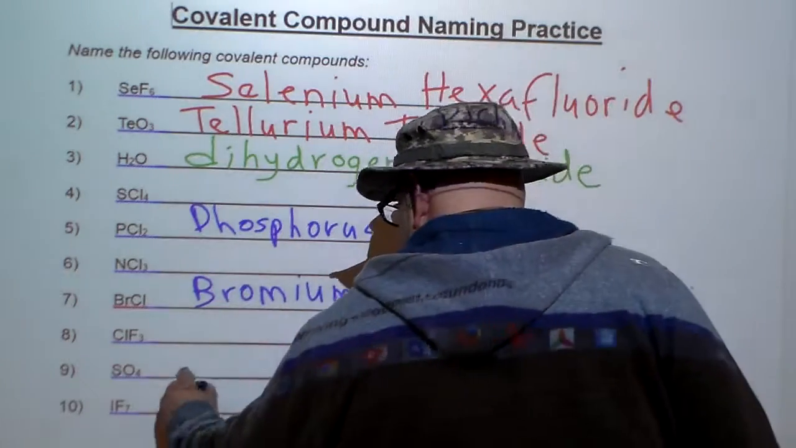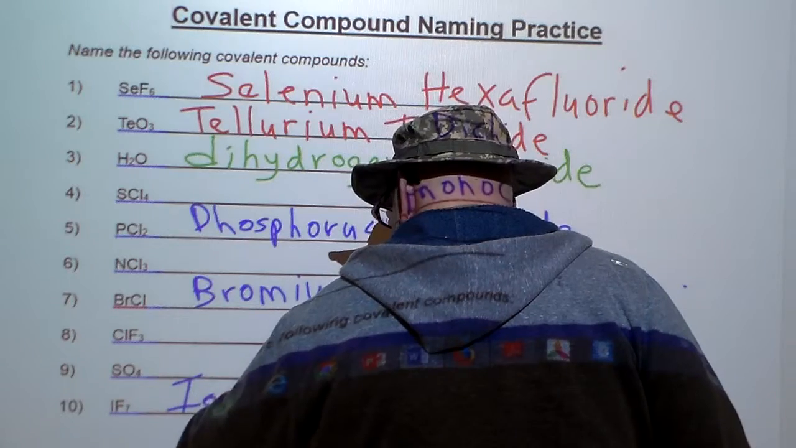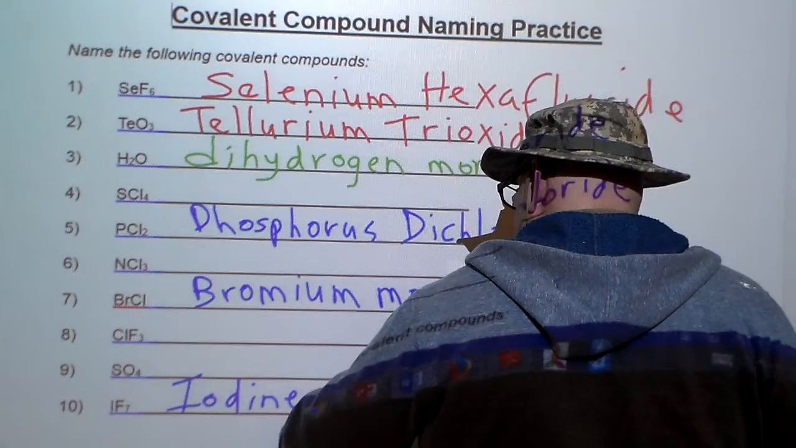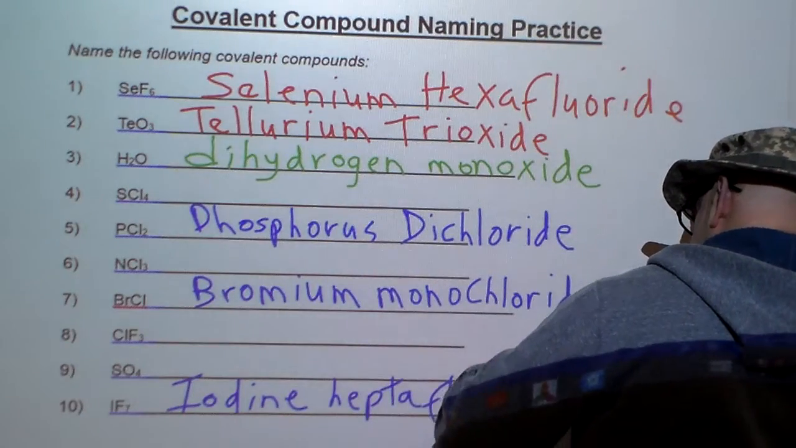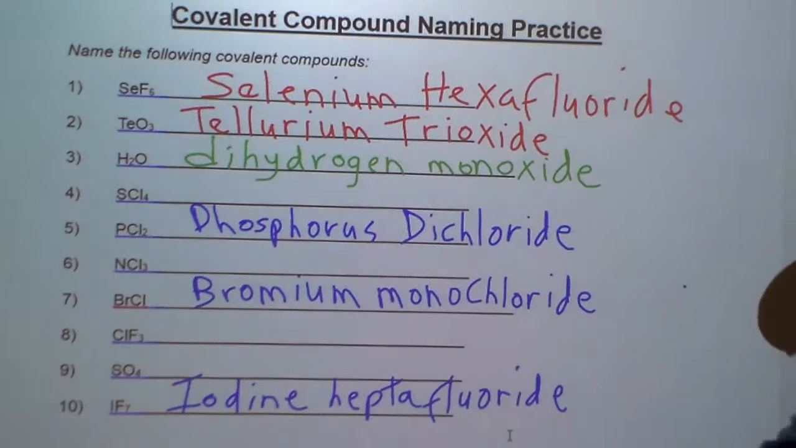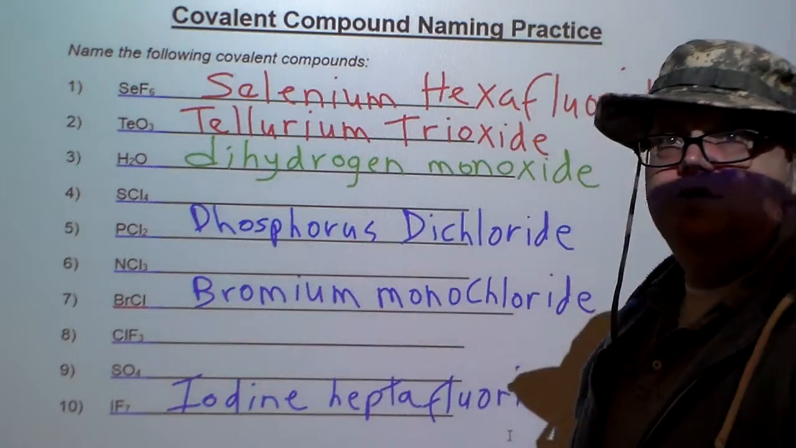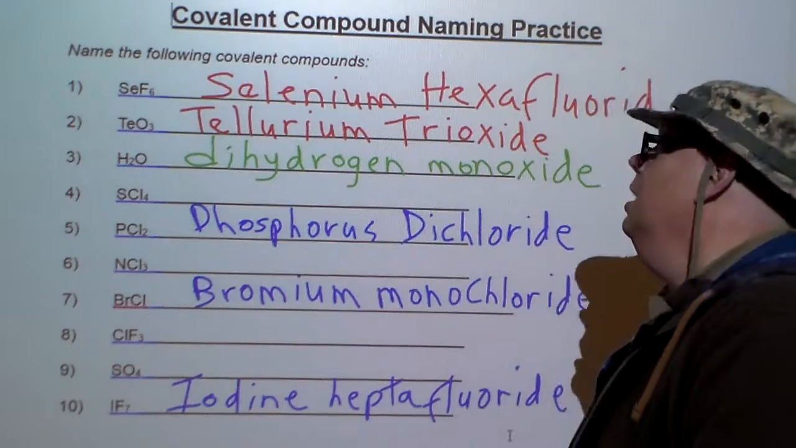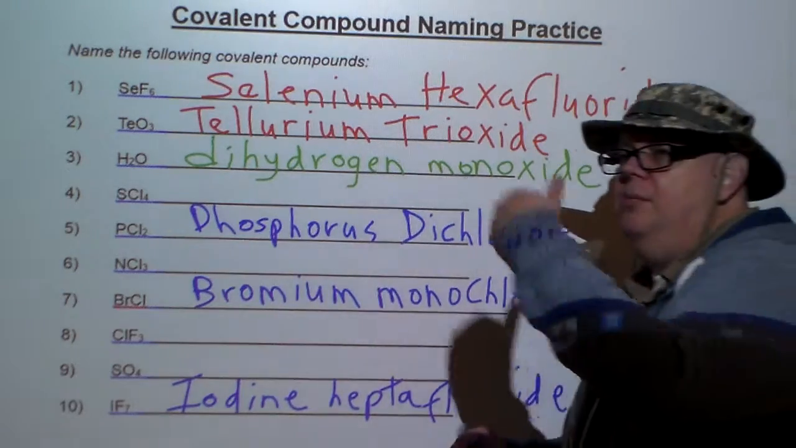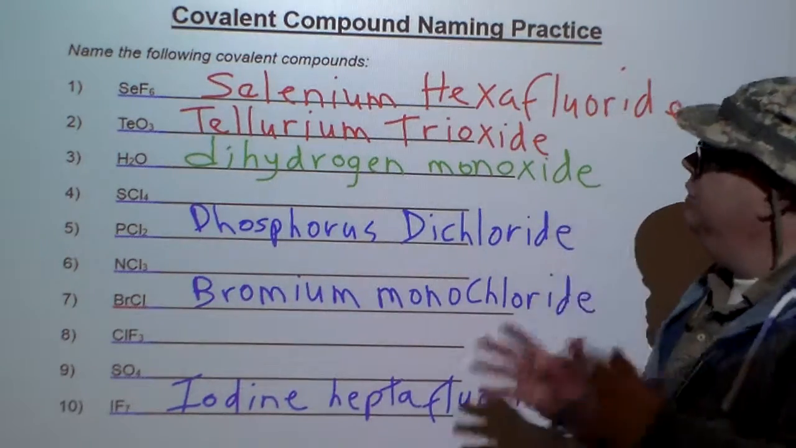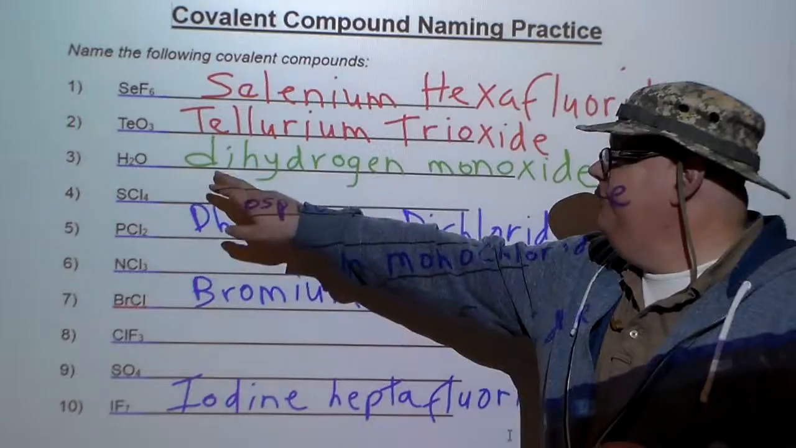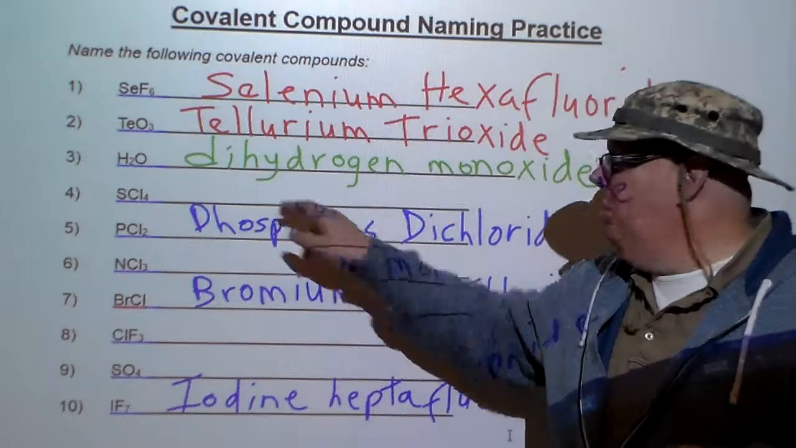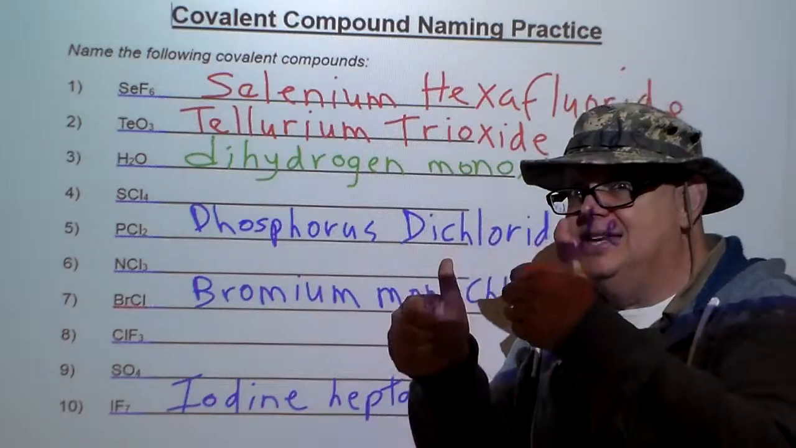So in this case here we have iodine heptafluoride. Okay? So, guys, I hope this gave you some ideas here on naming covalent compounds. Remember, it's different from ionic compounds in that in covalent compounds, you have to tell how many of the second part that you have, and if you have more than one of the first part, like dihydrogen monoxide, classic.